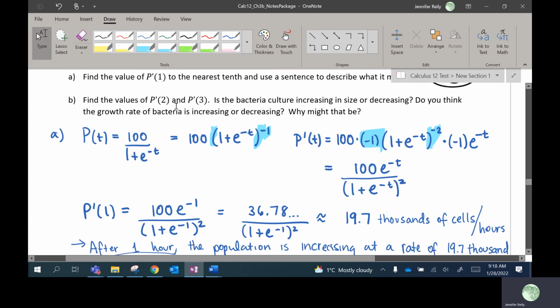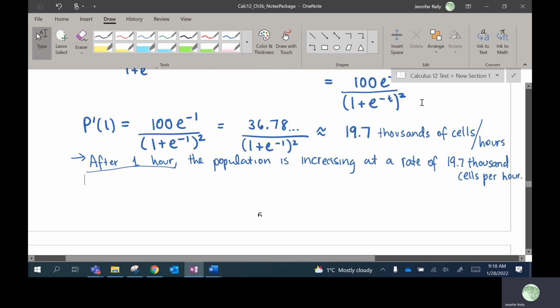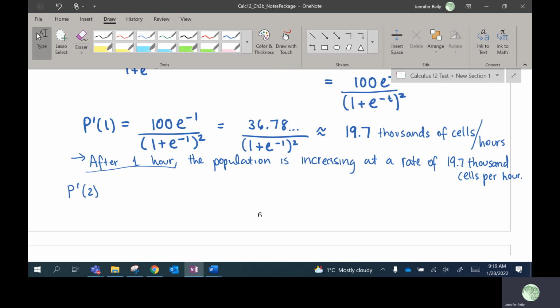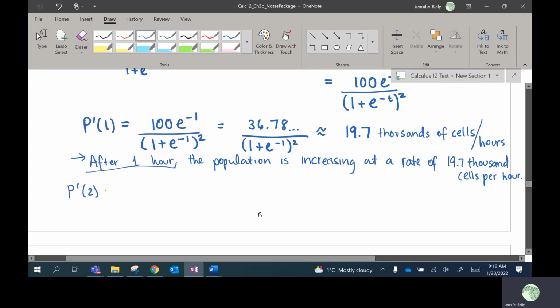Okay, so now it says find the values of P prime of 2 and P prime of 3. Is the bacteria culture increasing or decreasing? Do you think the growth rate is increasing or decreasing? Why might that be? Okay, I'm going to save you the time and just tell you what these are. P prime of 2, if you plug it in, you can double check me if you want, is 10.5 thousand cells per hour. And P prime of 3, if you plug that in, is 4.5 thousand cells per hour.